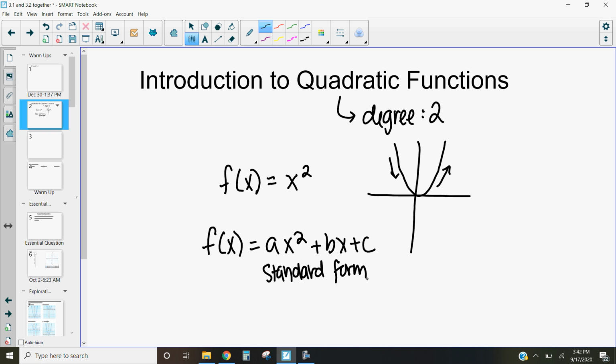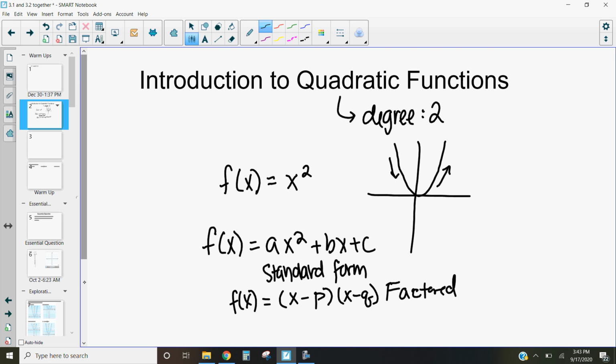We are going to be talking about what happens when we have a factored form, and factored form usually is f of x equals some a times x minus p times x minus q. So that's usually our factored form, which you can see is when our polynomial is factored.